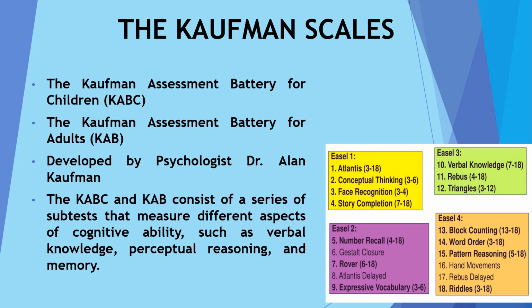The Kaufman Assessment Battery for Children was developed to be culturally neutral and is often used for children aged 3 to 18 who are non-verbal, learning disabled, or not familiar with the dominant culture. The test can take as little as 25 minutes and as long as 70 minutes. The KABC and KAB consist of a series of subtests that measure different aspects of cognitive ability.